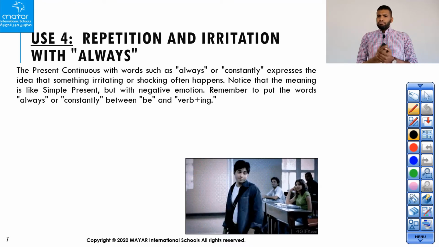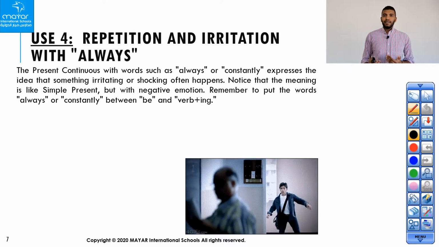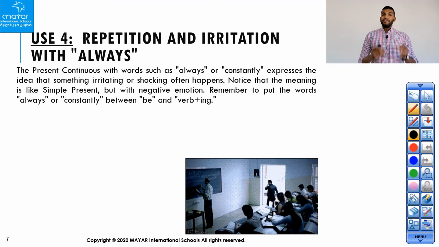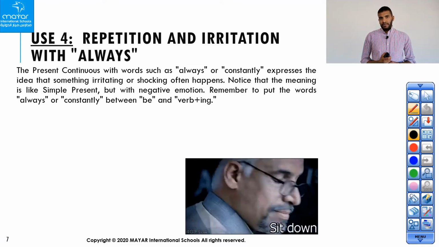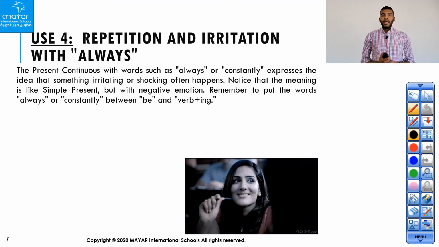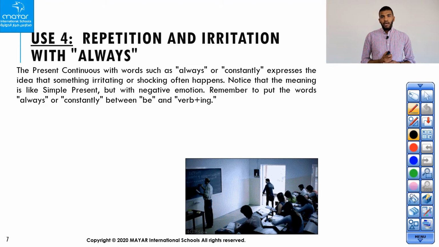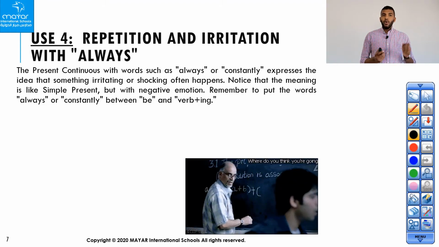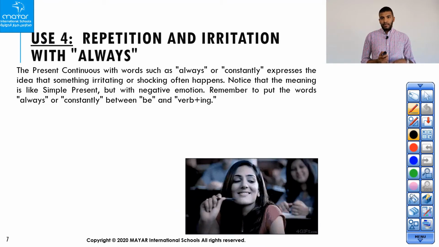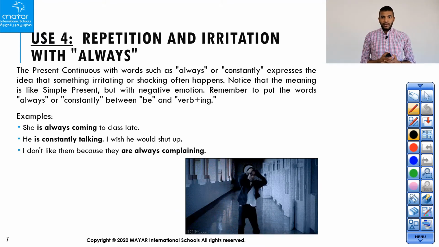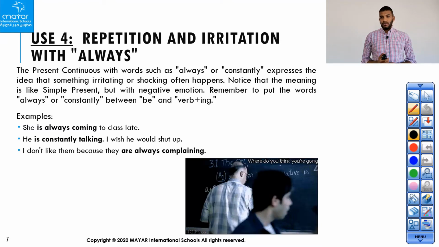Okay? So we use the present continuous with words such as always or constantly to express the idea that something irritating or shocking often happens. Notice that the meaning is like the simple present, but with negative emotion. Remember to put the words always or constantly between be and the verb ing, as I said. Like the example that we said earlier, she is always or he is always coming late to class.